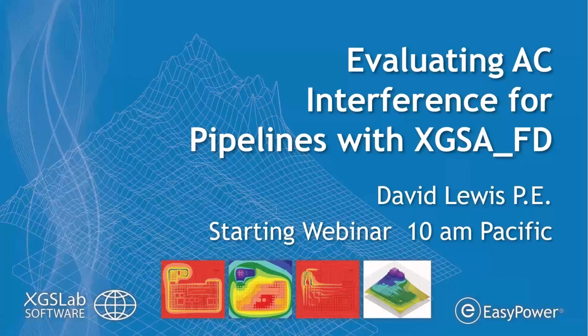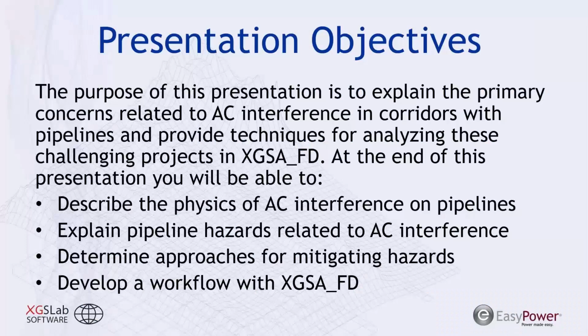So with that, we'll go into the presentation half of this. So this webinar, we're going to have it split up. First half is going to be a little bit into a PowerPoint, stepping through the basics. The next half will go into the software. So the main purpose of this webinar today is really to discuss the primary concerns related to AC interference in shared corridors with pipelines. And my goal is to provide some techniques for analyzing these studies with XGSA FD.